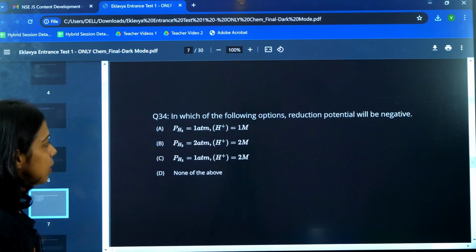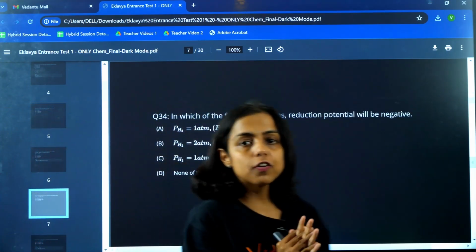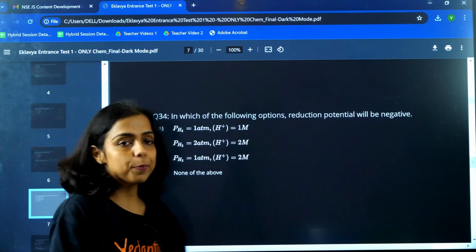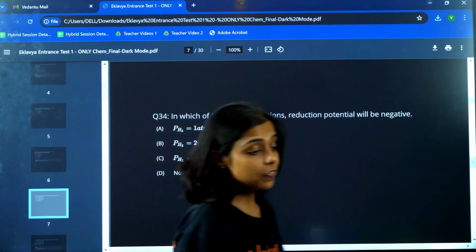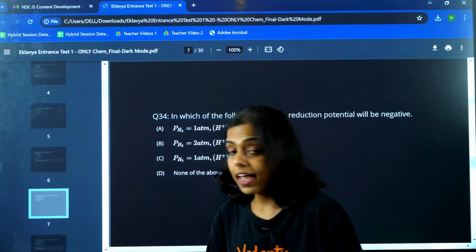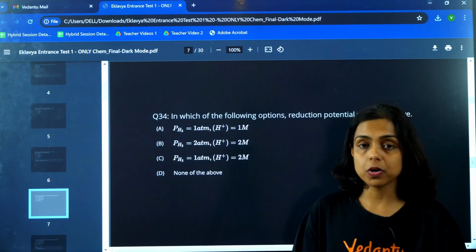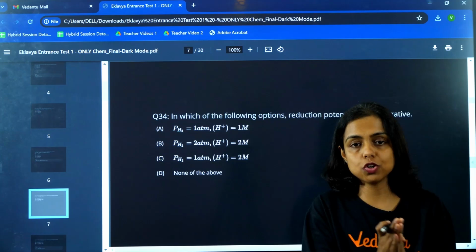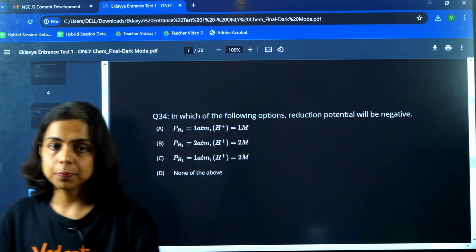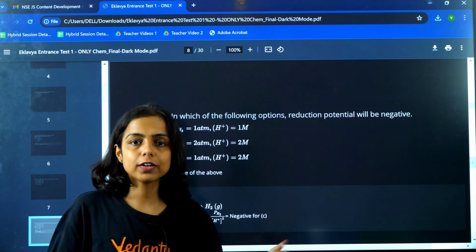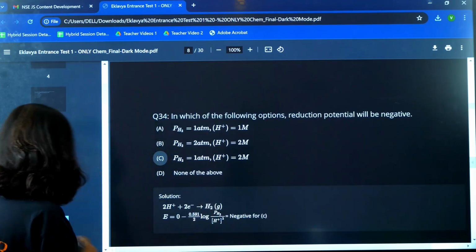Let us quickly move on to the next question. The question is in which of the following the reduction potential will be negative. As you all can see, you have pressure of H2 and you have H positive, right? So you are just supposed to write the Nernst equation for the hydrogen electrode. As you know, for hydrogen, the equation is 2H positive plus 2 electrons gives H2. So this is the equation.